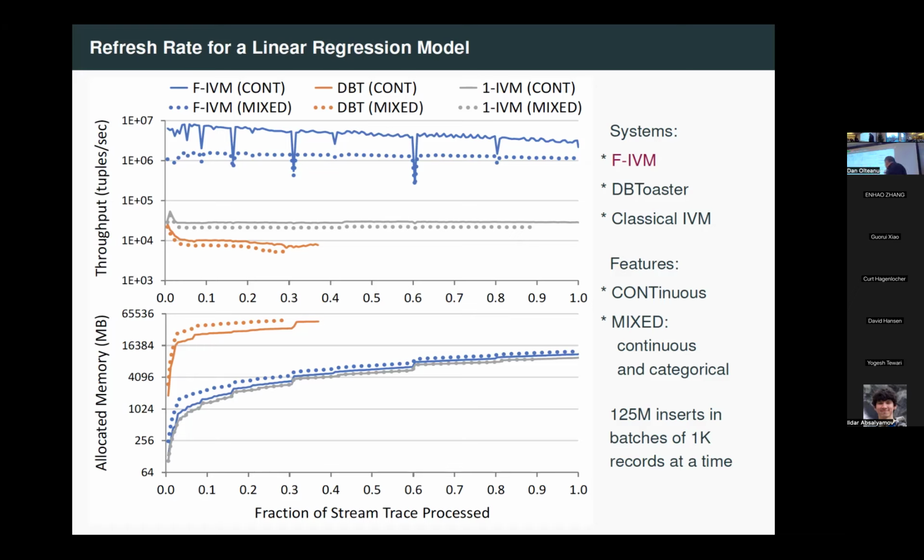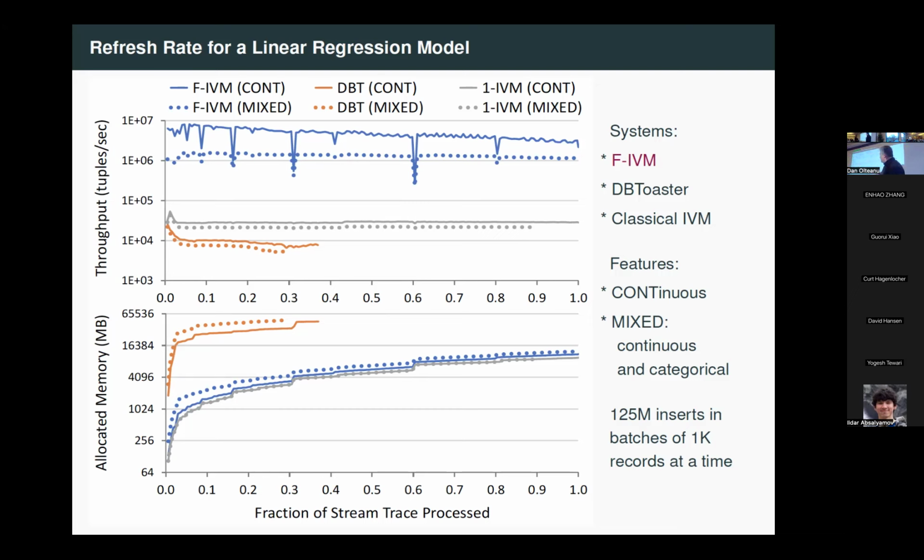We did basically 125 million inserts here, in batches of 1,000 at a time, and we put them into the system. The classical IVM can work until the very end without timeout, but in the case of also allowing categorical features, it stops early. And DBToaster stops much earlier. It cannot process the whole thing.